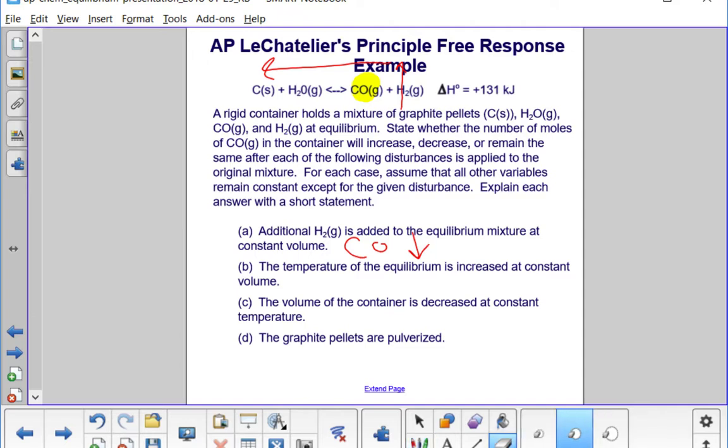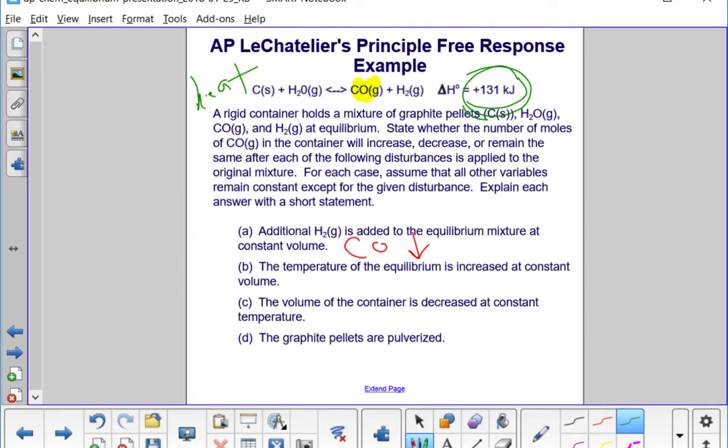Now, what about part B? Part B says the temperature of the equilibrium is increased at constant volume. So it's an endothermic reaction, which means that heat can be considered a reactant, right? We're absorbing that heat. So if we increase the temperature by adding more heat, I've created a disturbance on the left side of my reaction that's going to drive it to the right to use up that excess heat, okay? So in this case, the reaction is going to go this way, to the right. And that will see my CO concentration increase, okay?